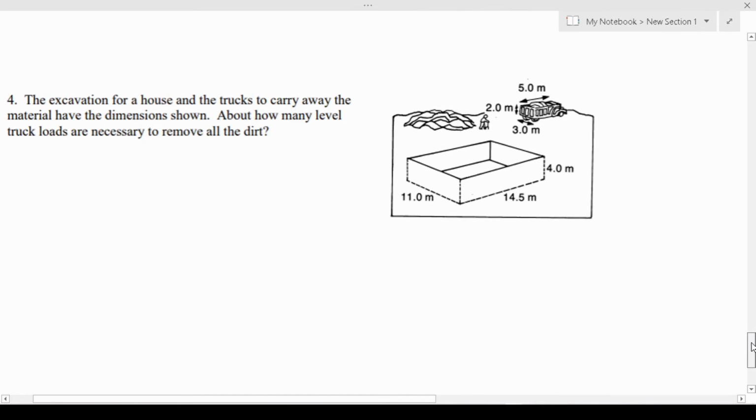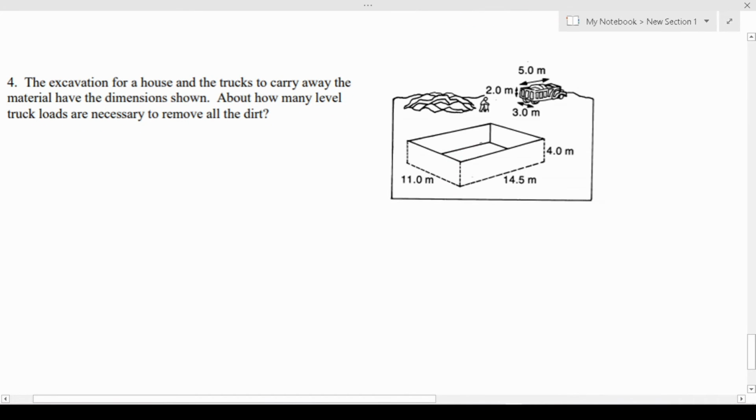To find out how many loads it's going to take to complete the excavation, we're going to find the volume of the pit. So that's going to be volume P. And since it's a rectangular prism, we're going to know its length times width times height. And we're going to take that and divide it by the volume that each truckload takes away.